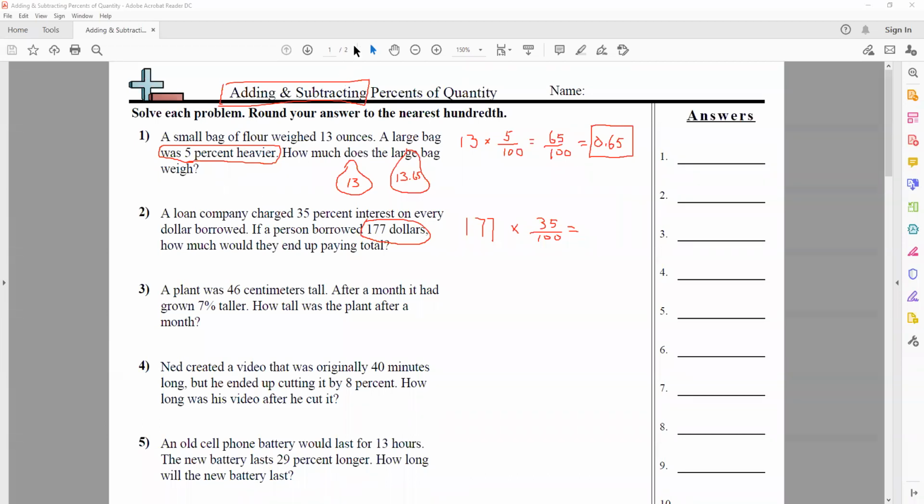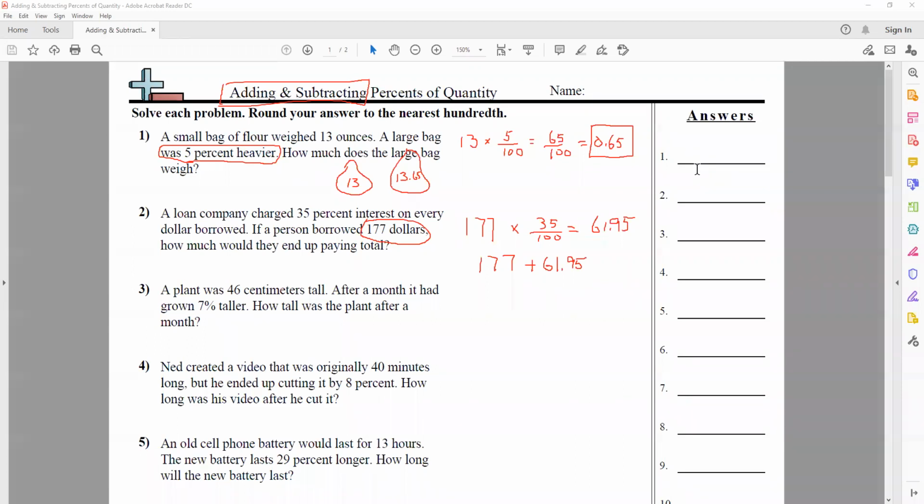What do you got? 61.95. Yes, good job. See? Okay, so this is your 35%. Now you're going to add 177 plus 61.95. That will be how much he has to pay total, okay? All right, go ahead and do that.